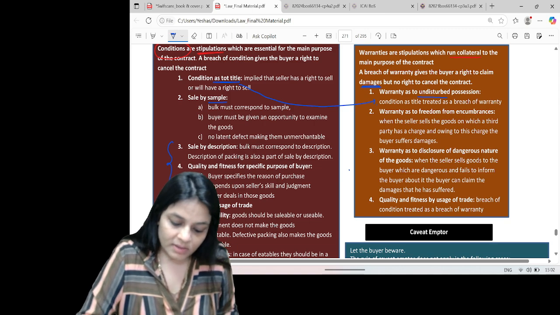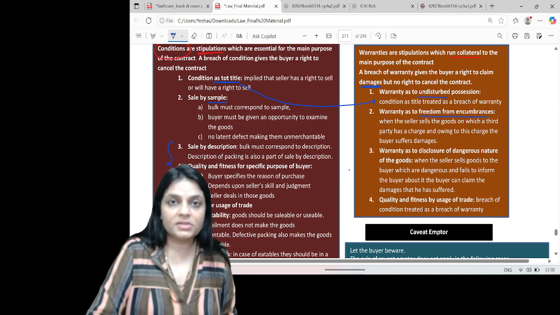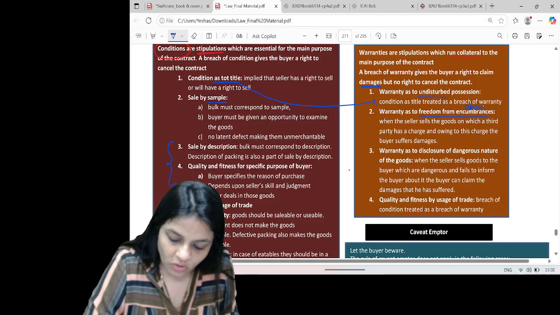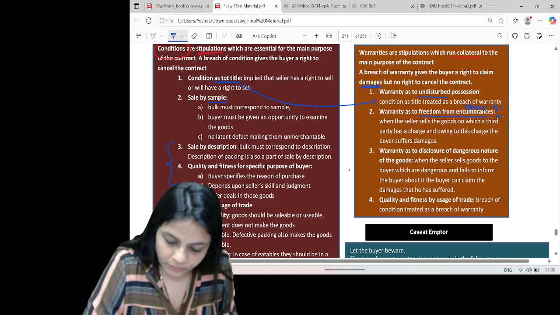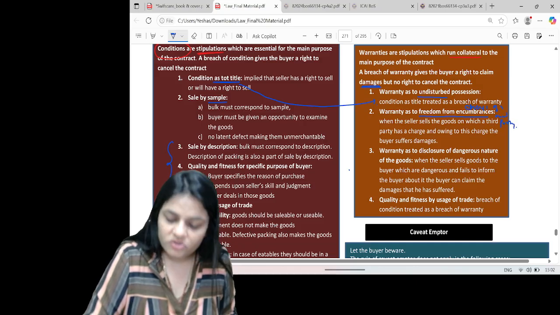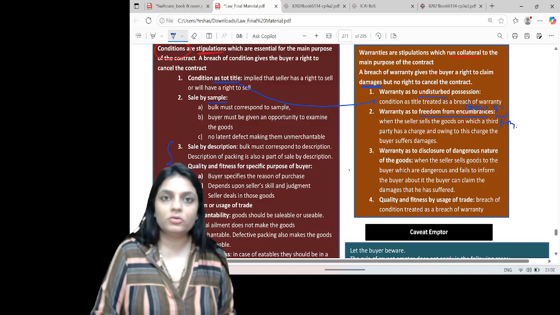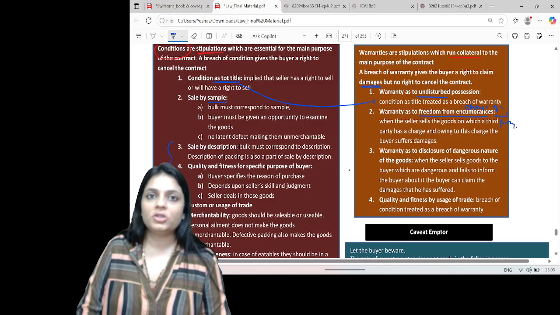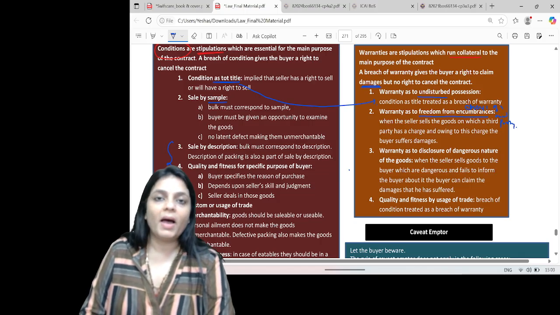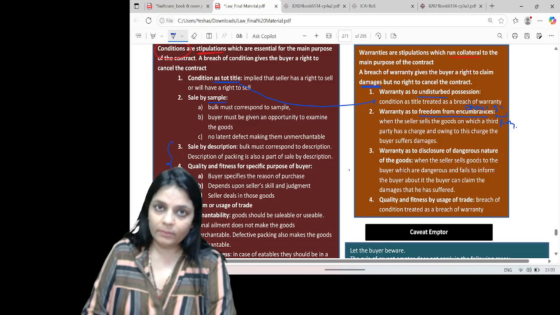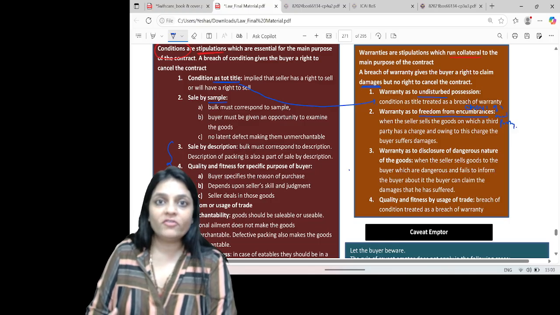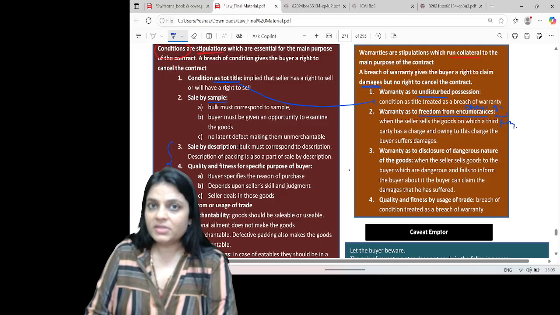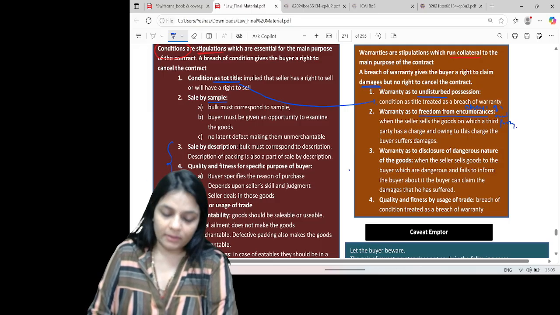The second one, warranty as to freedom from encumbrances. Encumbrance means charge of a third party. When you sell goods on which a third party has a charge, and because of this charge, the buyer suffers damages, the buyer can claim those damages from the seller. Let's say you have pledged the goods to someone and the third party has a special right over the goods, and because of this, the buyer suffers any damage, the buyer can claim those damages from the seller.